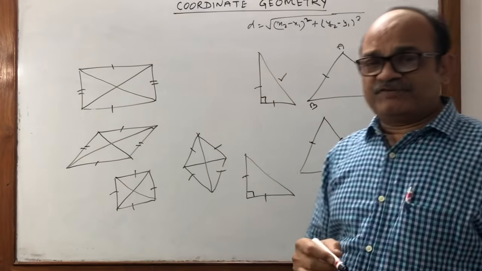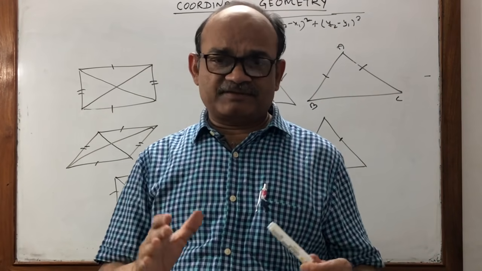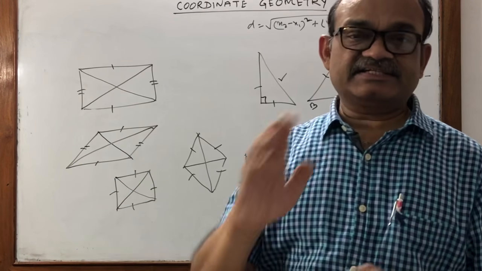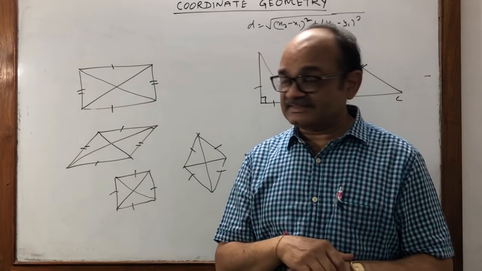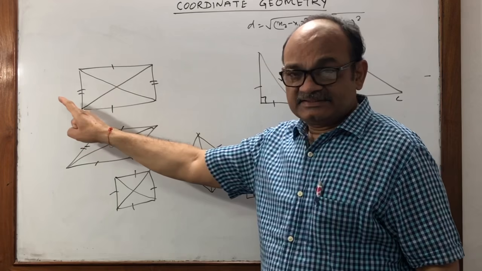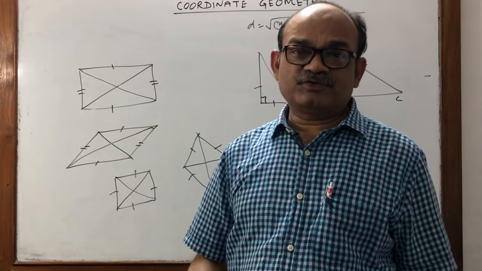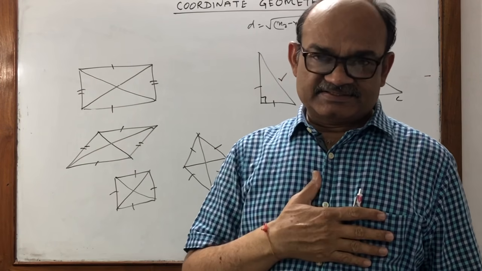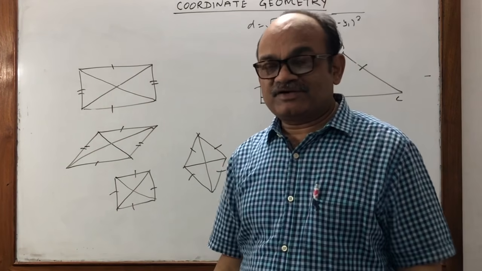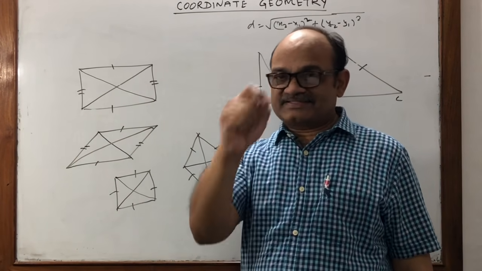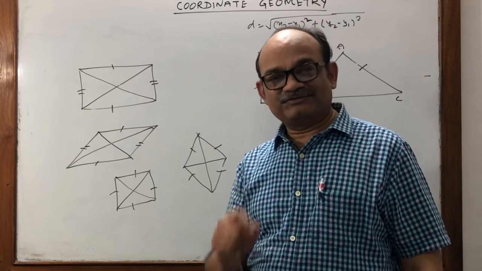Important point: whenever it is a four-sided bounded figure, you have to calculate 6 distances. What 6 distances? All the four sides and both the diagonals. Only then conclude which type of four-sided bounded figure it is. So now we start, one by one, some problems of your exercise 7.1.